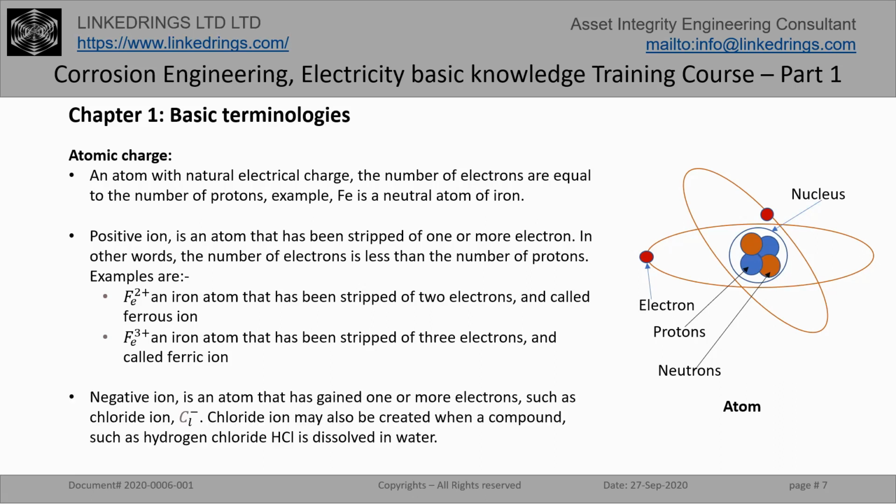A negative ion is an atom that has one or more electrons more than the protons, such as chloride, -1. Chloride ions may also be created when a compound such as HCl, hydrogen chloride, is dissolved in water.